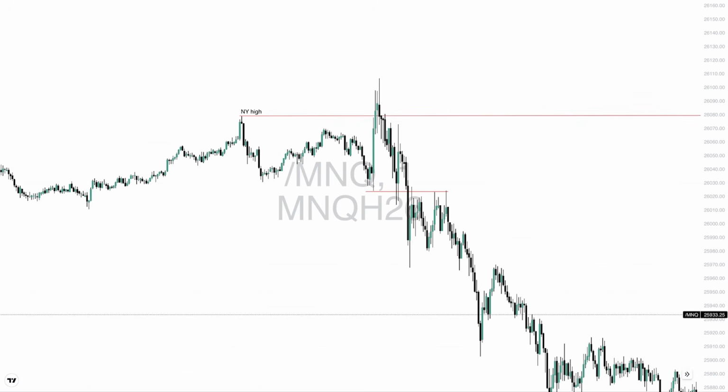Sometimes you might not be able to get in. Sometimes you can just get in later on. But the framework is already there: you've already seen the manipulation, you've seen the confirmation and the change in state of delivery. So then you can just get in line with price. You don't have to always catch that first retracement. You can simply get in line with price after manipulation happens. That's when you can catch your continuation models.